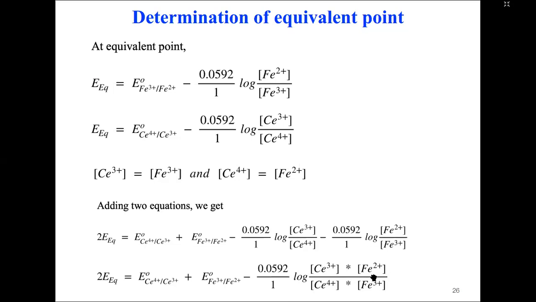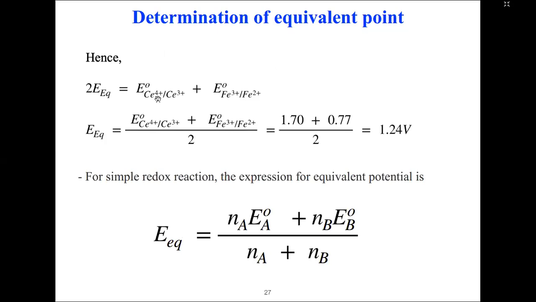Okay, when you do this, now you can look at this equation and see that the concentration of cerium 3 plus equals the concentration of iron 3 plus. So the numerator and denominator parts cancel out. And the cerium 4 plus also cancels with iron 2 plus. Why? Because that is the case at the equivalent point. Now when you cancel those, this will be log 1. So what is the value of log 1? Log 1 is 0. Since log 1 is 0, you multiply the whole term by 0, so the whole term is 0 at the equivalent point. Then what remains is 2E_eq is equal to E naught of cerium plus E naught of iron, because all other terms are 0. Now we divide both sides by 2.